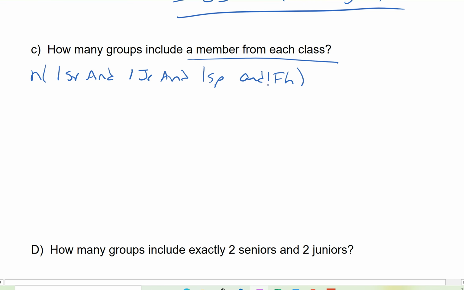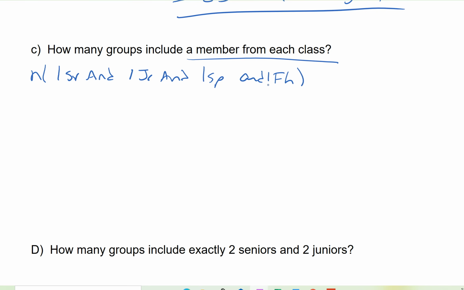So this is an example of where I'm going to use my and/or statement, my multiplication and addition principles with the combinations formula. So remember, when I use the word and, I multiply. When I use the word or, I add. And so these are and. I'm picking 1 senior and 1 junior and 1 sophomore and 1 freshman.